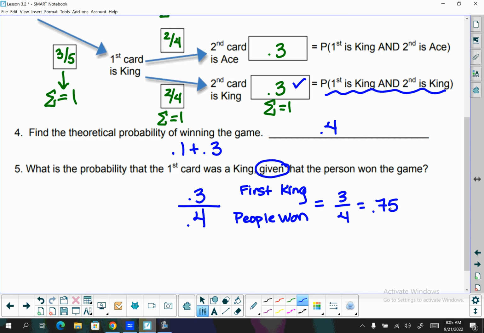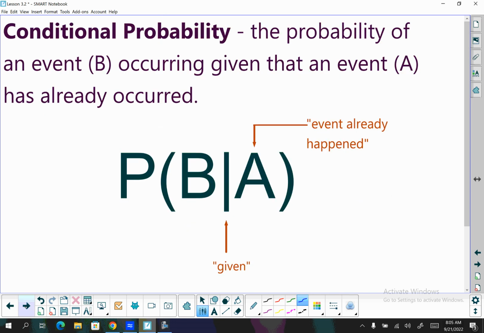Okay, so this is conditional probability that we're talking about. There are conditions that go along with what we're calculating. Things that have already happened. We saw this notation yesterday. If I see probability of B and then a bar A, it means the probability of event B given that A has already happened. If you see the word given, or you see event has already happened, or you see this notation, know that it's probably going to change your calculations a little bit.